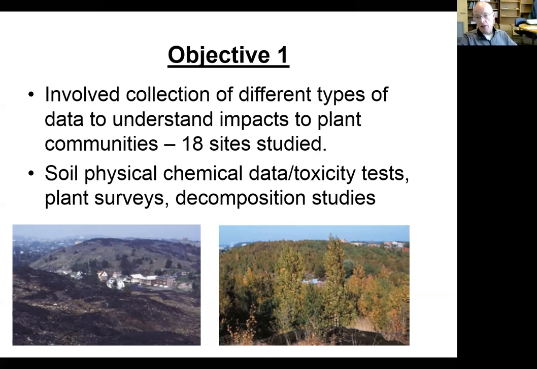So 18 sites were studied, and a suite of soil physical and chemical data was collected. There were soil toxicity tests done, there were plant surveys done, and there were decomposition studies. So quite basic tests. A decomposition study is just you collect leaves from that area, you put them into a fine mesh bag, you leave them out there, and you see how quickly those leaves get broken down. It's an indirect and a very easy way of assessing the microbial community without getting too technical.